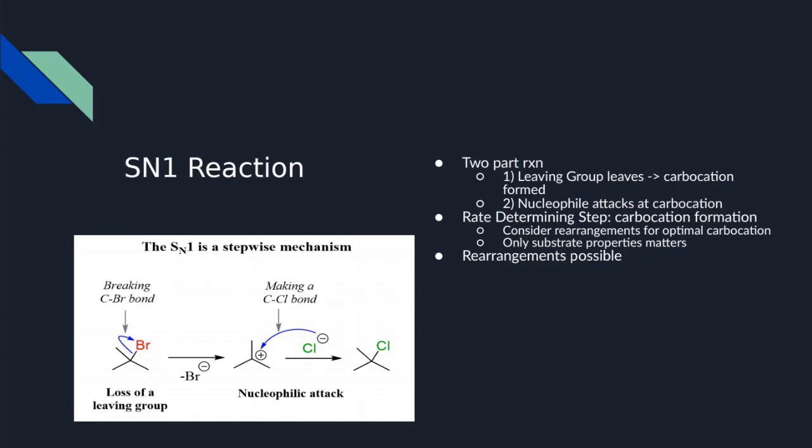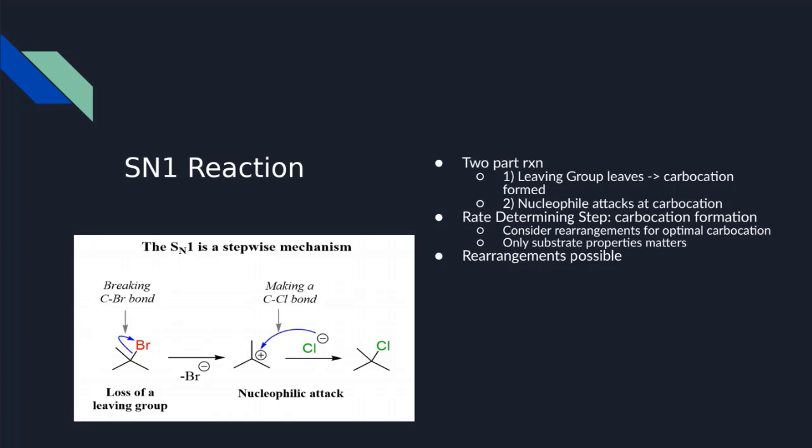We're going to be seeing that the carbocation will be formed, and that really is going to take the most time. Because of that, when we look at an SN1 reaction, we really only consider substrate properties. It doesn't matter if the nucleophile is strong or weak. It really just matters, is our substrate in a position where it can stabilize a carbocation better or worse, right?